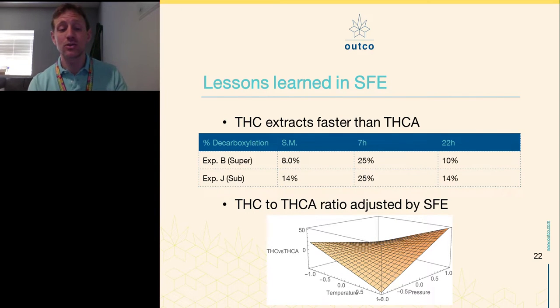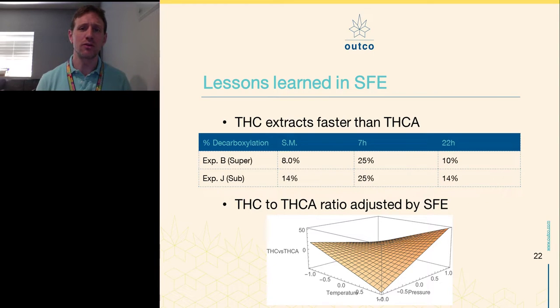And we can also look at other effects. So when we now have the whole data set, we can start digging into effects and behaviors on a molecular level. And it turns out that THC is more soluble in CO2 than THC acid. And I show you that both in a super and a subcritical space here, our starting material has a decarboxylation rate of 8 or 14% respectively.